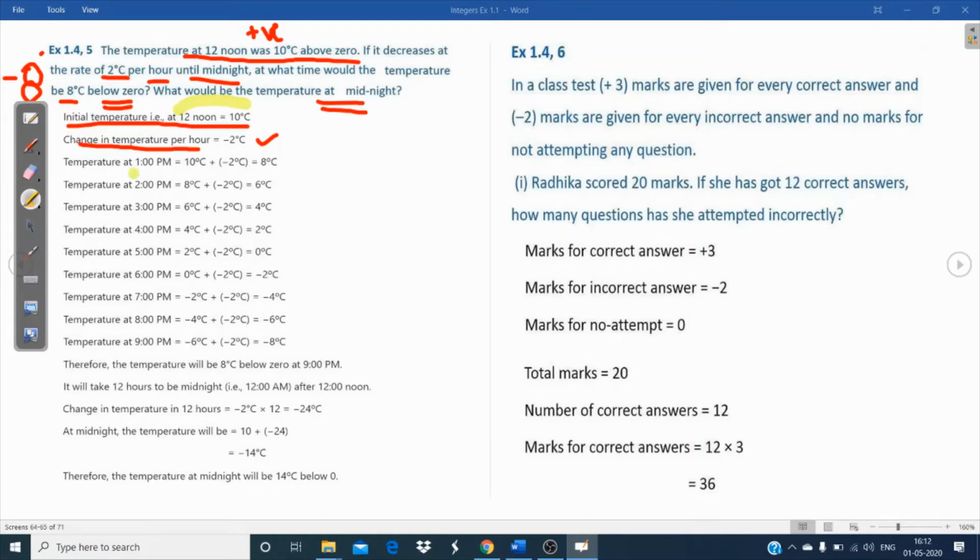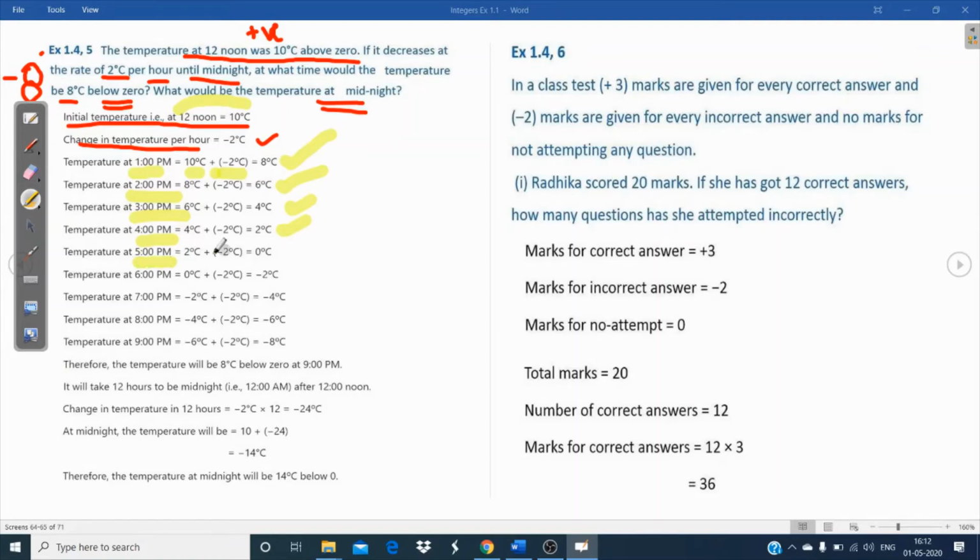So the temperature at 1 p.m., just 1 hour after 12 noon, will reduce by 2 degrees Celsius: 10 degrees Celsius was initial, plus minus 2 degrees Celsius. So plus minus is minus. At 1 p.m., what is the temperature? 8 degrees Celsius. Similarly, next hour, 2 p.m., decrease by 2, 8 minus 2, you will get 6 degrees Celsius. Similarly, 3 p.m., 4 degrees Celsius. 4 p.m., again previous temperature minus 2, 2 degrees Celsius.